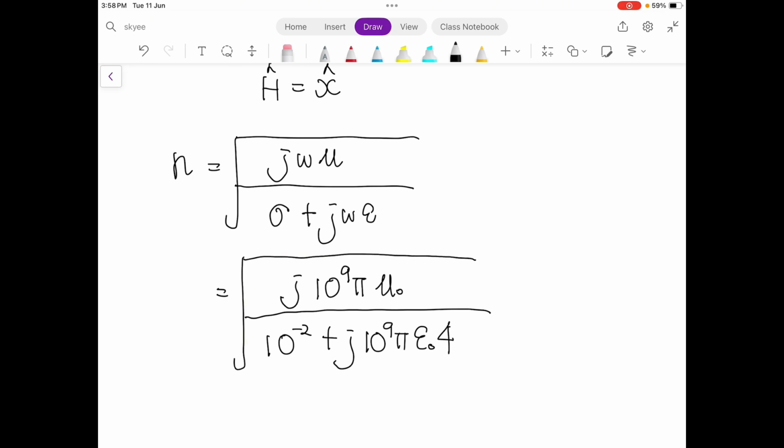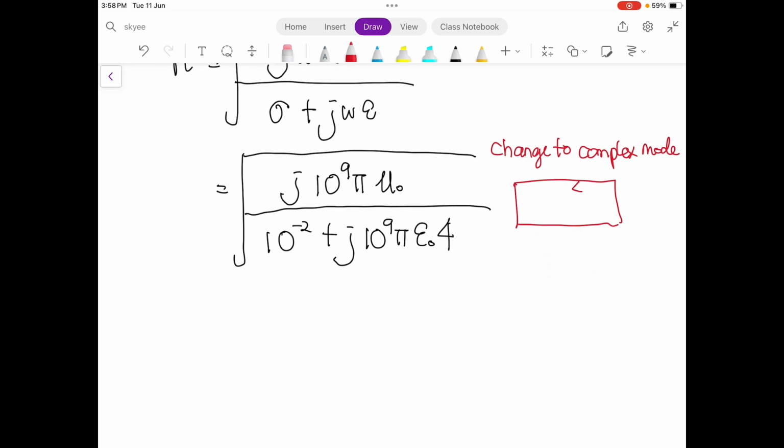Okay, so change the mode of the calculator to complex mode, and then make sure that there is the symbol of angle at the top of your calculator. Because you want the answer to be written in polar form, for you to do the square root later on.